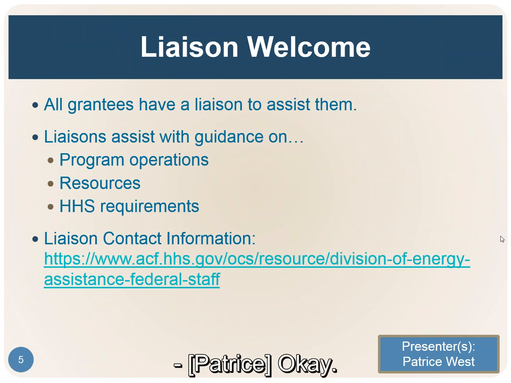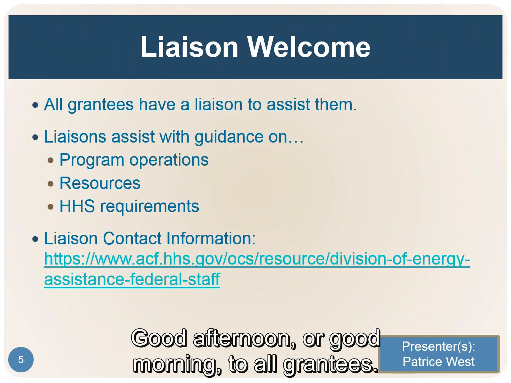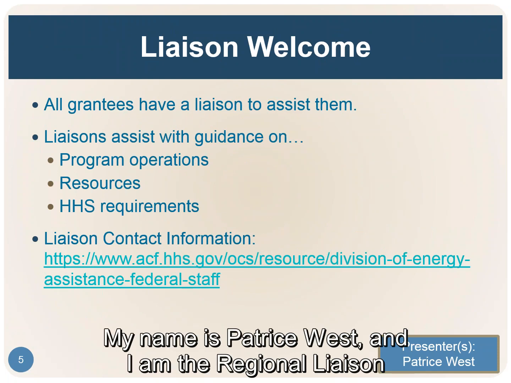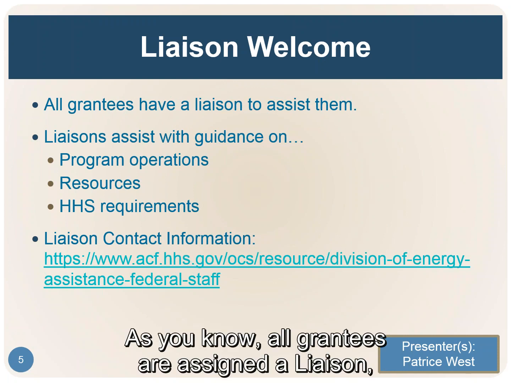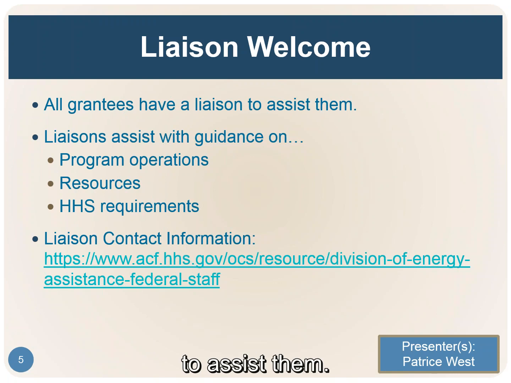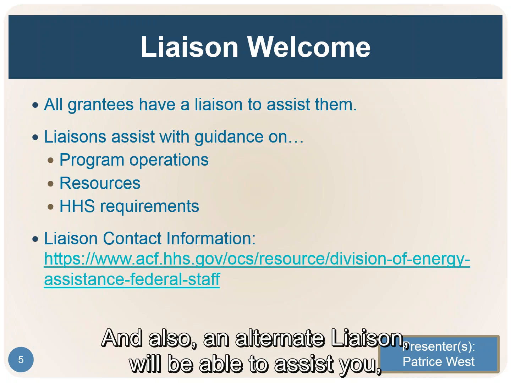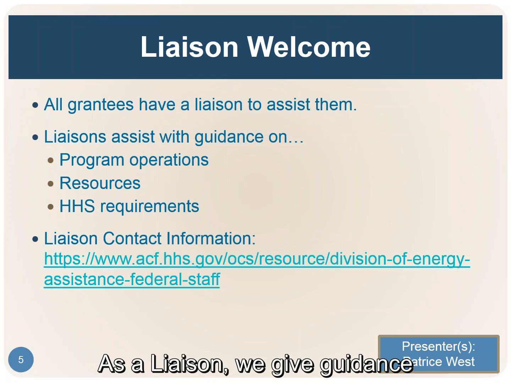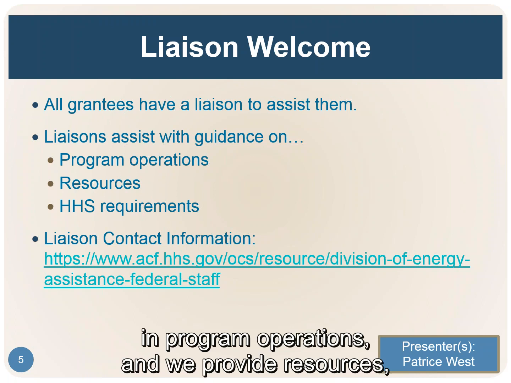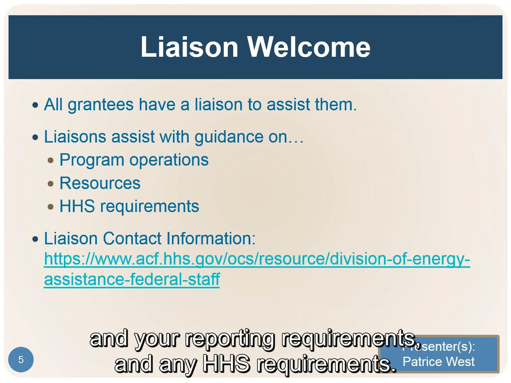Good afternoon or good morning to all grantees. My name is Patrice West, and I am the Regional Liaison for Regions 1, 5, and 10. As you know, all grantees are assigned a liaison to assist them, and also an alternate liaison will be able to assist you if your primary liaison isn't available. As a liaison, we give guidance in program operations. We provide resources to help you with the program and your reporting requirements and any HHS requirements.